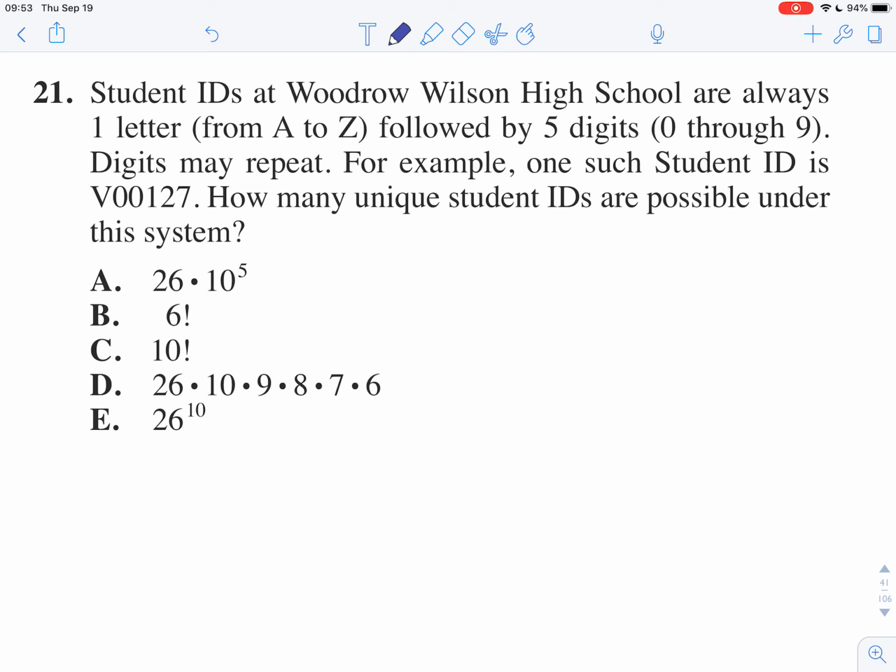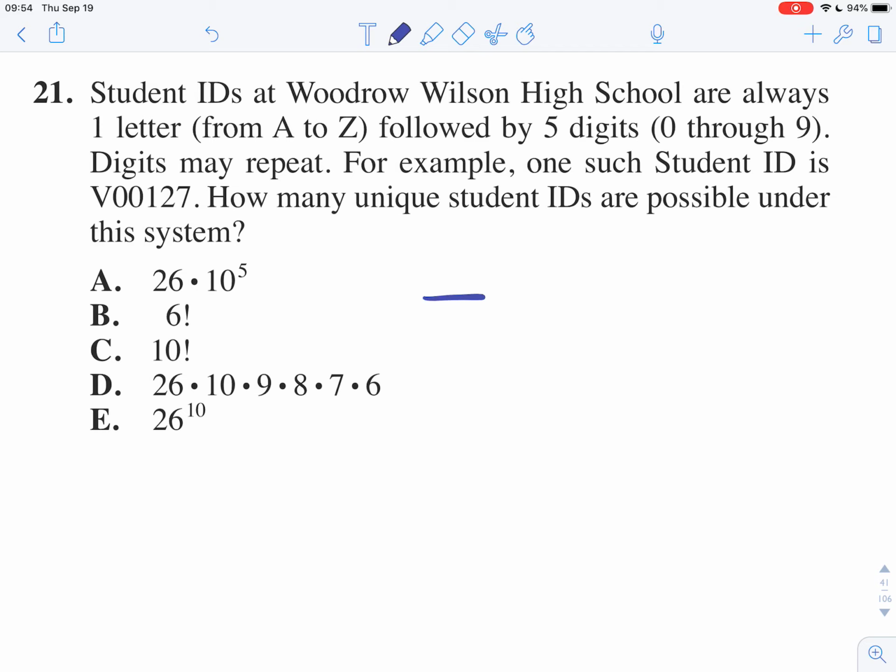They want to know how many unique IDs are possible under this system. So this is a combination or permutation problem. I tend to do these in a potentially simplified manner. I like to use these underscores, or what I call slots, to lay out what I'm dealing with for a little bit of a visualization.